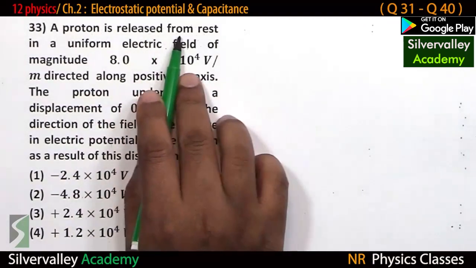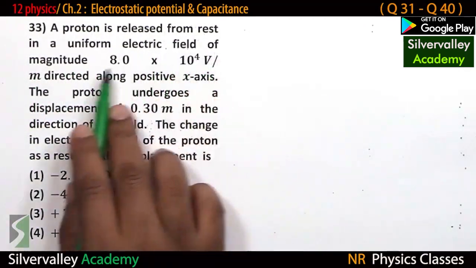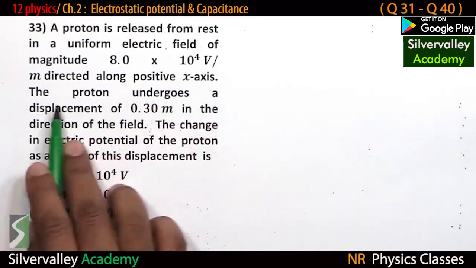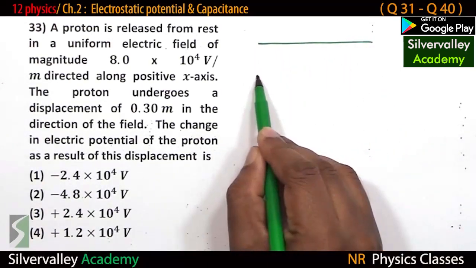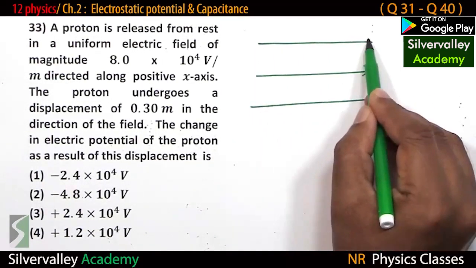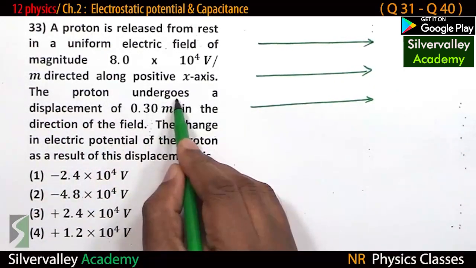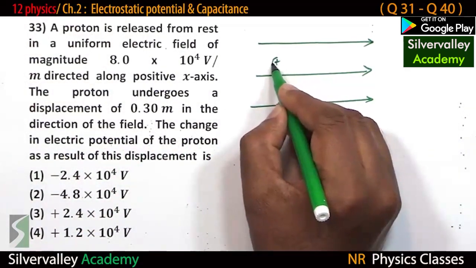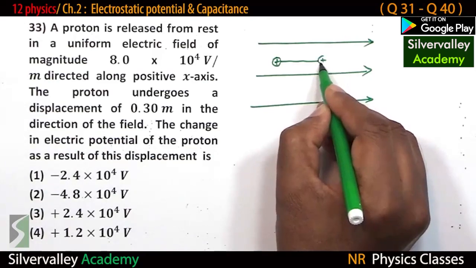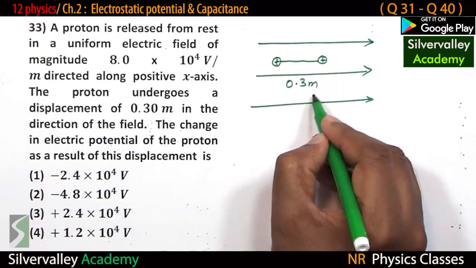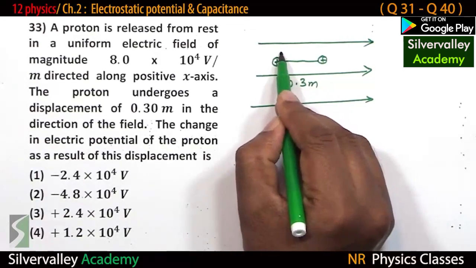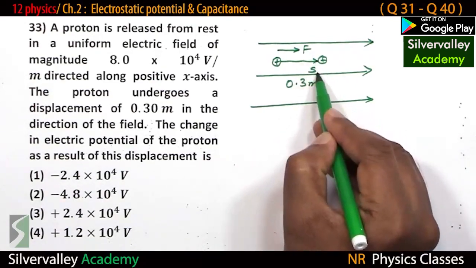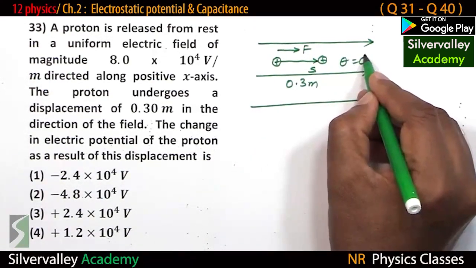A proton is released from rest in a uniform electric field of magnitude 8 × 10^4, directed along positive x-axis. So there is electric field along x-axis. A proton undergoes a displacement of 0.3 meter in the direction of the field. So this is the proton. It undergoes a displacement of 0.3 meter. Since it is a proton, this is the direction of force. This is the direction of displacement. So angle between these two is 0, theta 0 degree.